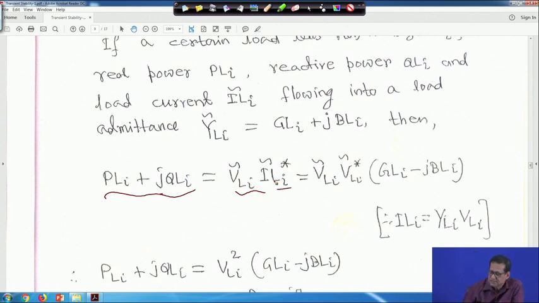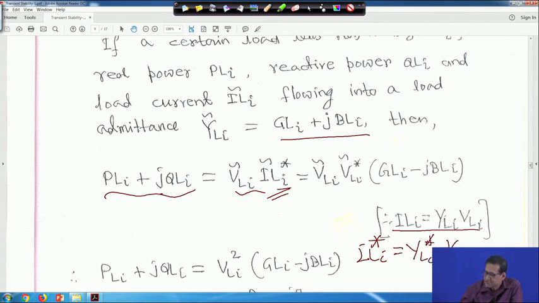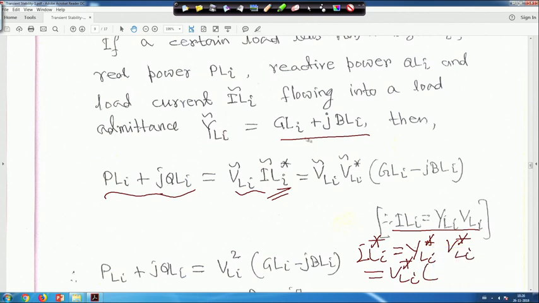So, now this one, I_LI is equal to Y_LI V_LI, right, and Y_LI is equal to G_LI plus jB_LI. Therefore, we need I_LI conjugate, which is equal to Y_LI conjugate times V_LI conjugate, and Y_LI conjugate means it is G_LI minus jB_LI, right.